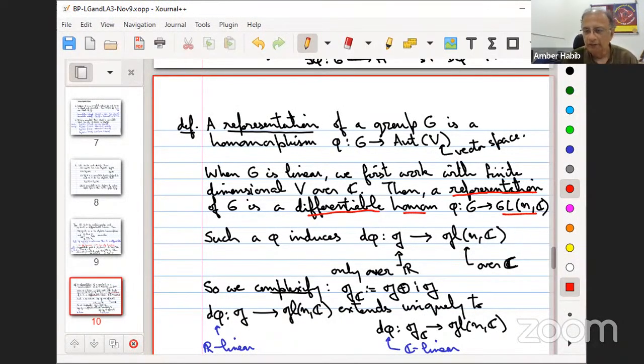So for example, if you start with M_n(R) and complexify, you will get M_n(C). So it's a very reasonable thing to do. And what happens is that your original Dφ from the real space to GL_n(C) extends to this complexification in a unique way. It extends to a complex linear map from G_C to GL_n(C). So the original setup is over R, but it is convenient to work over C, and so we do this complexification to move from one to the other.